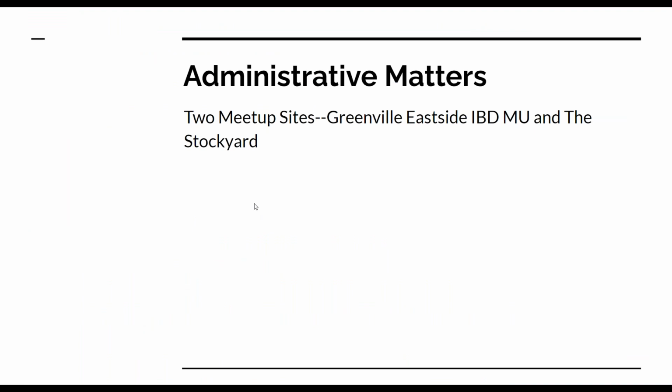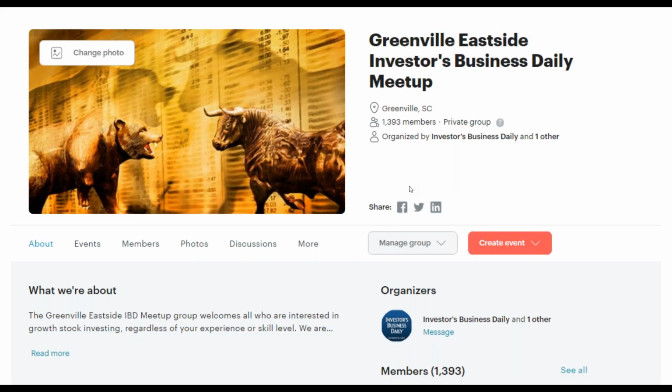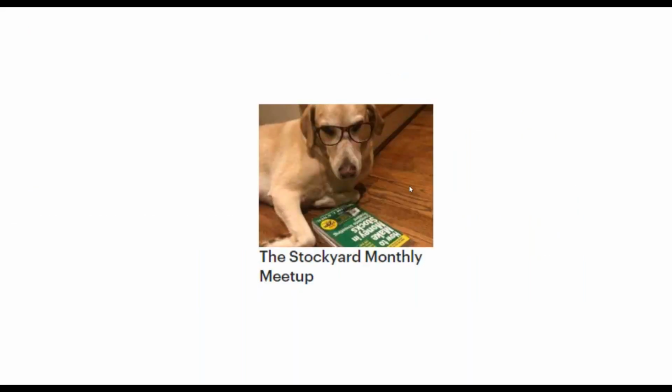Couple other administrative matters. So I do have 2 meetup sites. One is the official IBD one. Everybody join that. I showed you how to get to the resources already. And it looks like this. And then the Stockyard one has the photo of my yellow lab on there. I don't take pictures of my dogs.